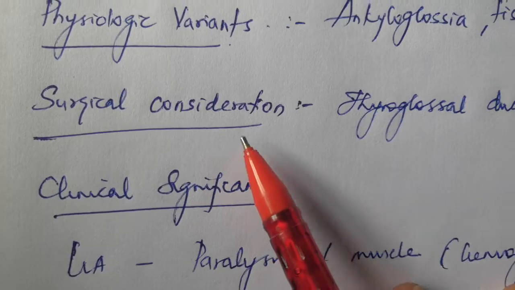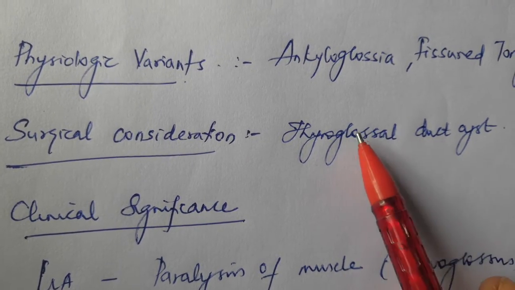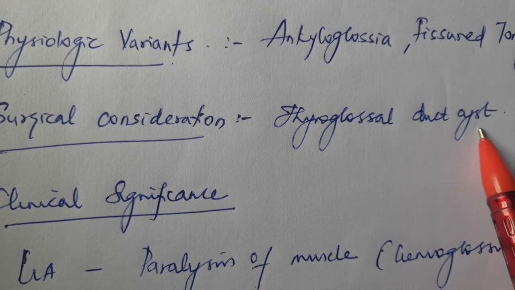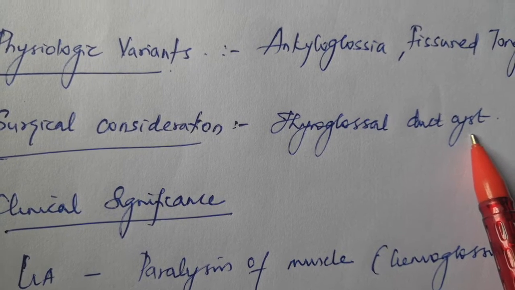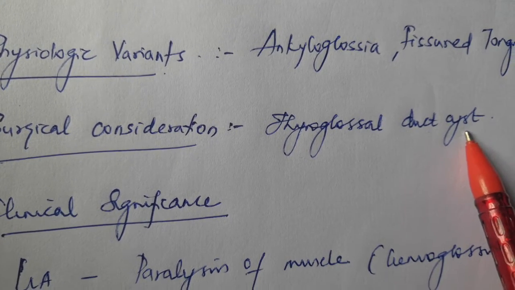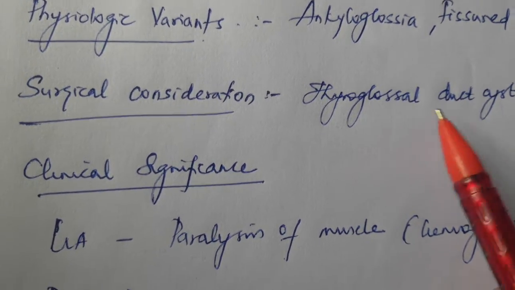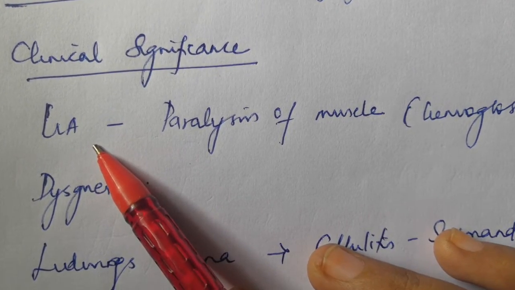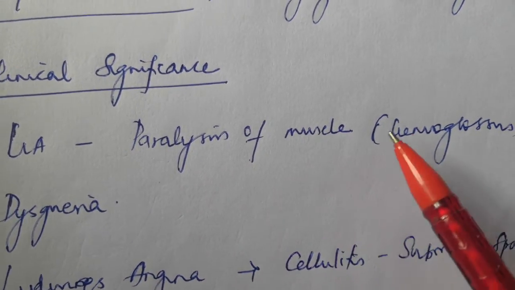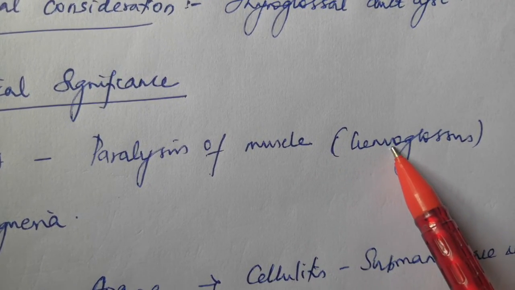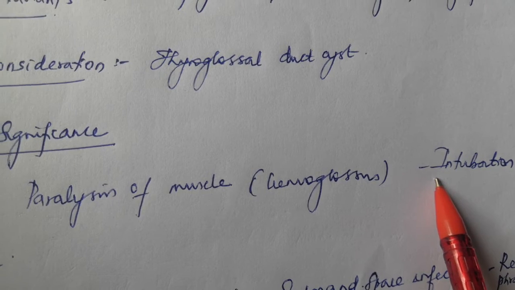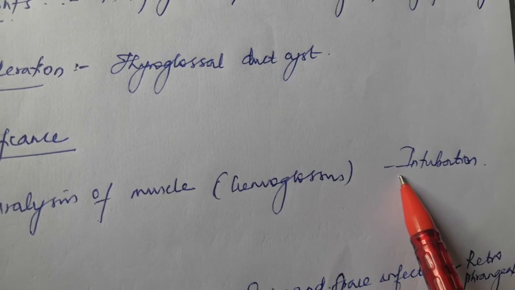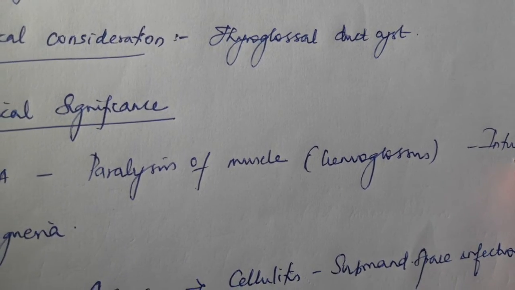Then the surgical consideration: the thyroglossal duct, which originates from the foramen cecum. It will be seen as a soft fluctuant swelling which moves when you swallow. A midline neck swelling would be seen, so mostly it will need surgical removal. Then the clinical significance: when you put a patient under general anesthesia, the muscles go into paralysis. The genioglossus also becomes paralyzed, and the tongue tends to fall back and cause respiratory distress, so intubation is done to avoid this.